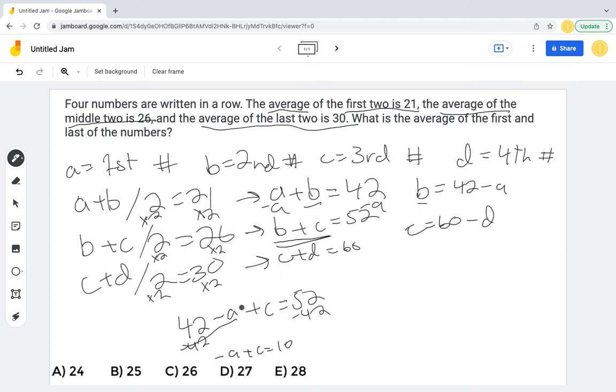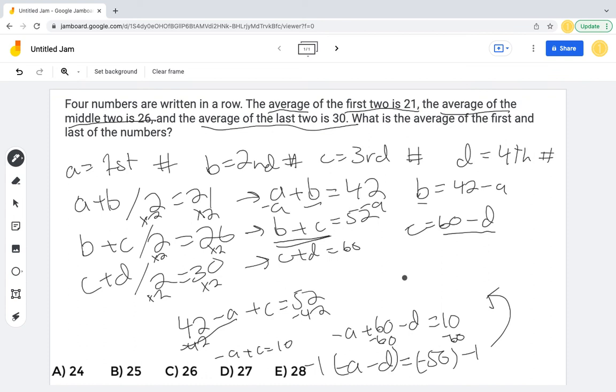But we're not done yet. We can also plug in C. So then we'll get minus A plus 60 minus D, because that's what you can plug in, is equal to 10. Again, we have something else we can simplify. So we subtract 60 from both sides. So you'd get minus A minus D is equal to minus 50. Right now they're all negative, so we can just multiply all of these by minus 1, and that will get you the final equation of A plus D is equal to 50.